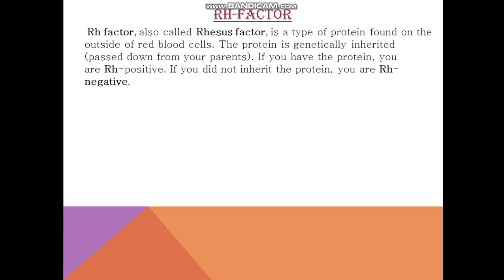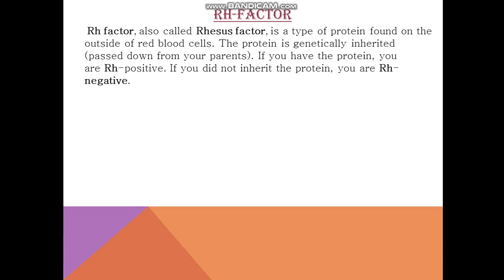You have already studied about Rh factor in class 10th. Let us quickly recall that Rh factor, also called rhesus factor, is a type of protein found on the outside of the red blood cells. These proteins are genetically inherited from your parents. If you have that protein in you, you are Rh positive. If you don't have that protein in you, you are Rh negative.